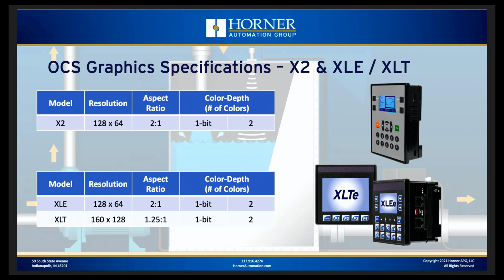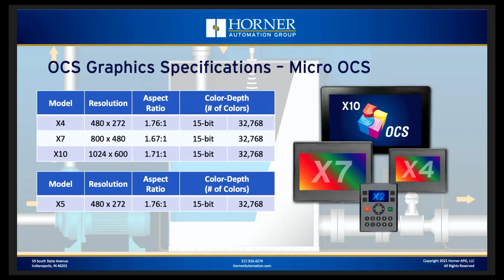So the X2 and the XLE products have a 2-inch screen with 128 by 64 pixel resolution. And of course, they're only supporting monochrome graphics, 2-color. And the same or similar is true for the XLT, although it does have a little bit bigger display, 160 by 128. There are some customers where their primary motivation for the XLT is for an outdoor application, and they do use some graphics beyond just the built-in objects like push buttons and pilot lights with the XLT.